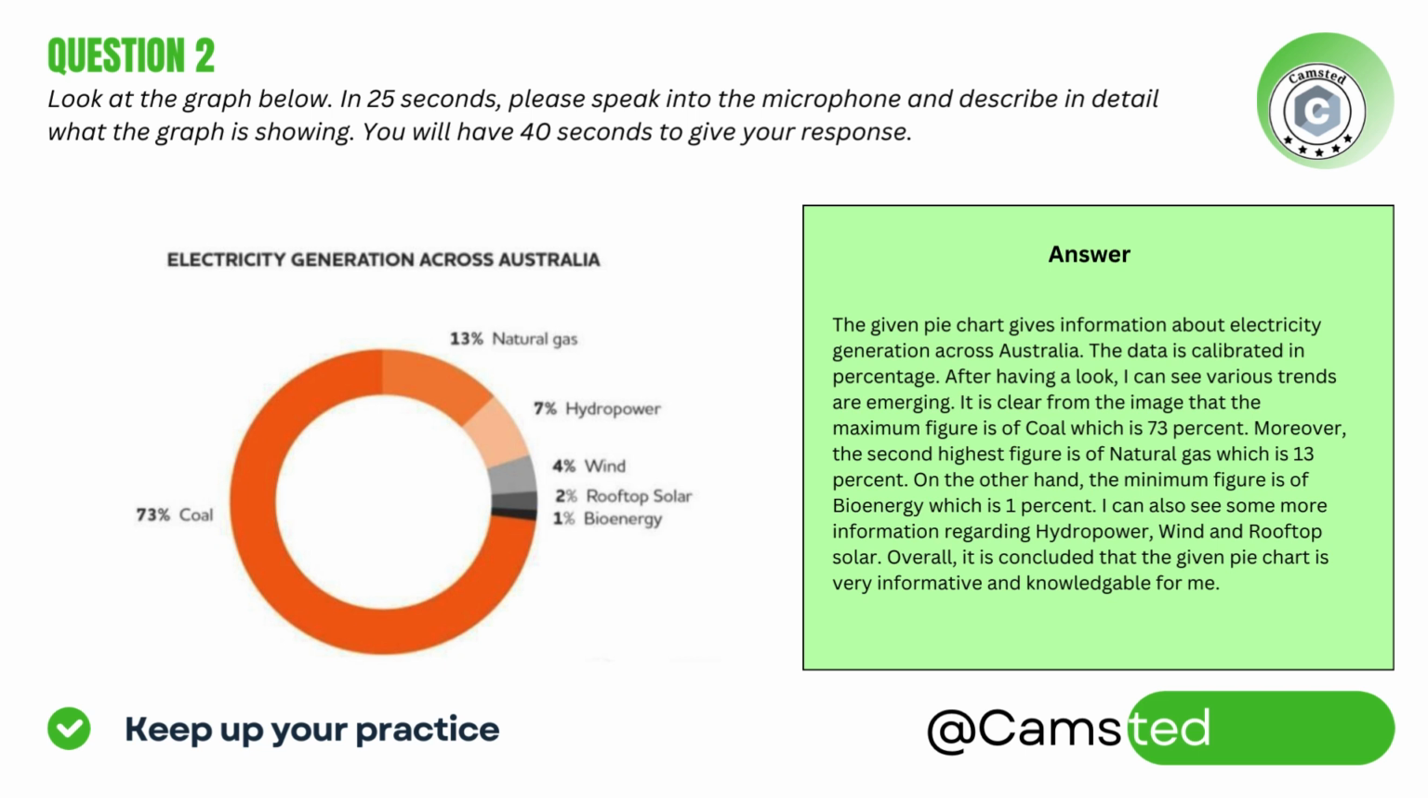On the other hand, the minimum figure is of bioenergy, which is 1%. I can also see some more information regarding hydropower, wind, and rooftop solar. Overall, it is concluded that the given pie chart is very informative and knowledgeable for me.